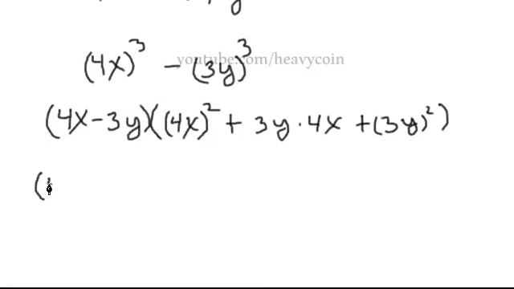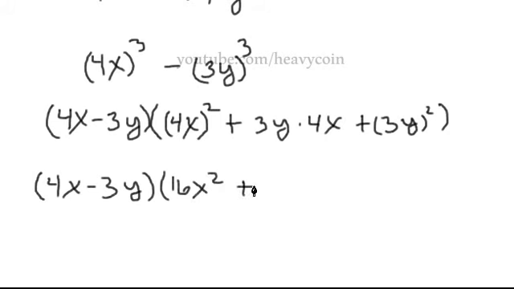Now we're going to want to clean this up. So I'm going to write 4x minus 3y, so that's not changing. This piece here can be rewritten as 16x squared plus 12xy, 3 times 4 is 12, plus 9y squared. And I believe that's as far as we want to go on that.